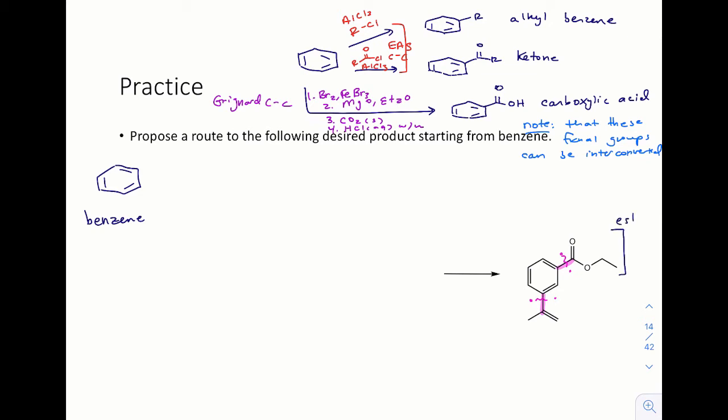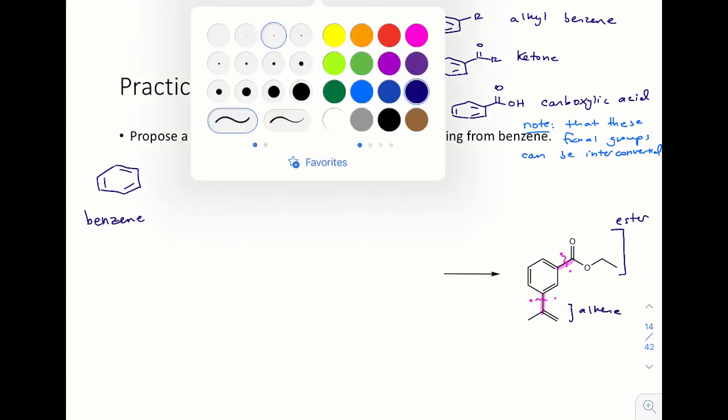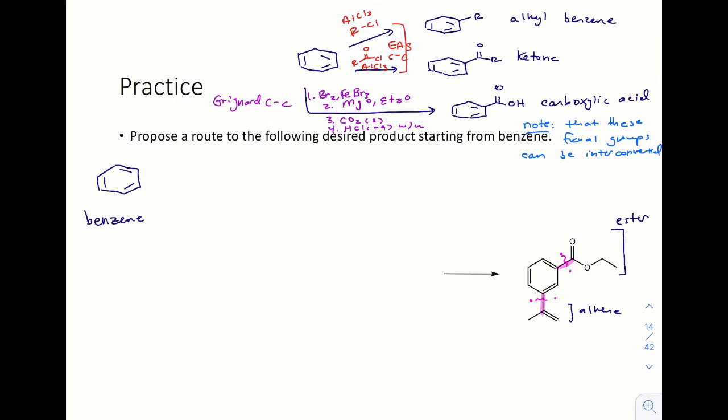Now, in the product, there is an ester, which could be easily generated from any of these functional groups, and an alkene. Because this is a di-substituted benzene, we do need to very carefully consider the relationship between the two substituents in the product. They have a meta relationship, a 1-3 relationship. Now we know that ester is an electron withdrawing group, and so it's a meta director. The alkene, well, I'm not sure what kind of director it is.